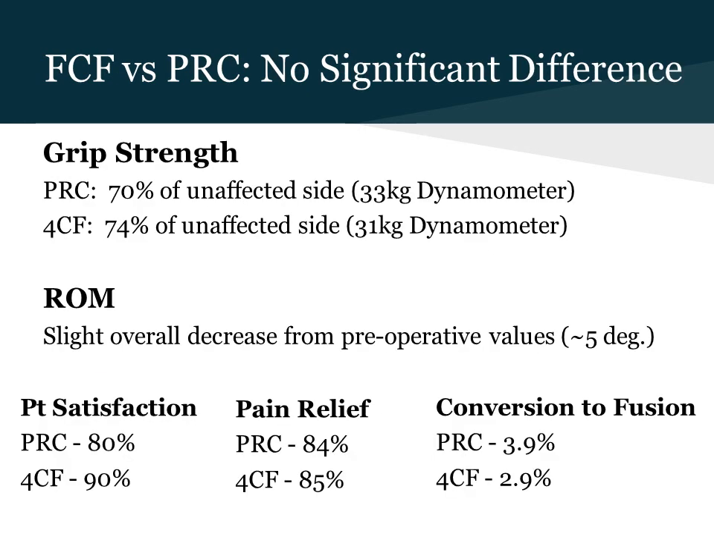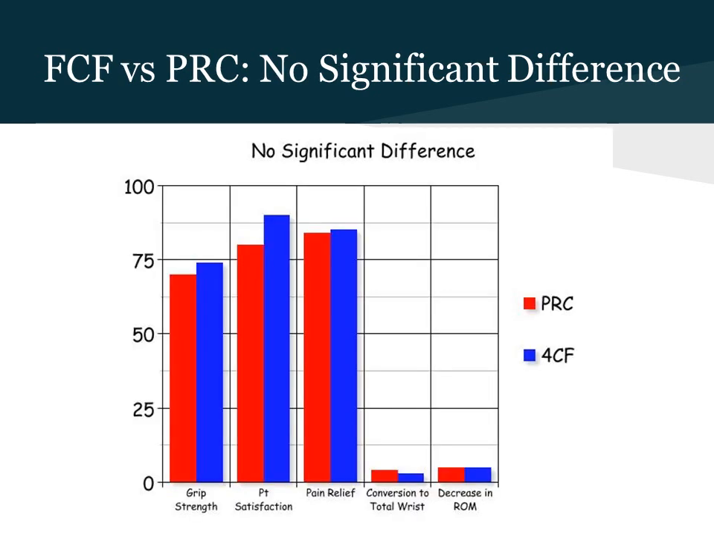The systematic review found no significant difference between the 2 procedures for grip strength, range of motion loss, patient satisfaction, pain relief, or the need for follow-up surgery requiring full wrist fusion. Here we see a graphical representation of outcomes with no significant difference between the 2 surgeries.